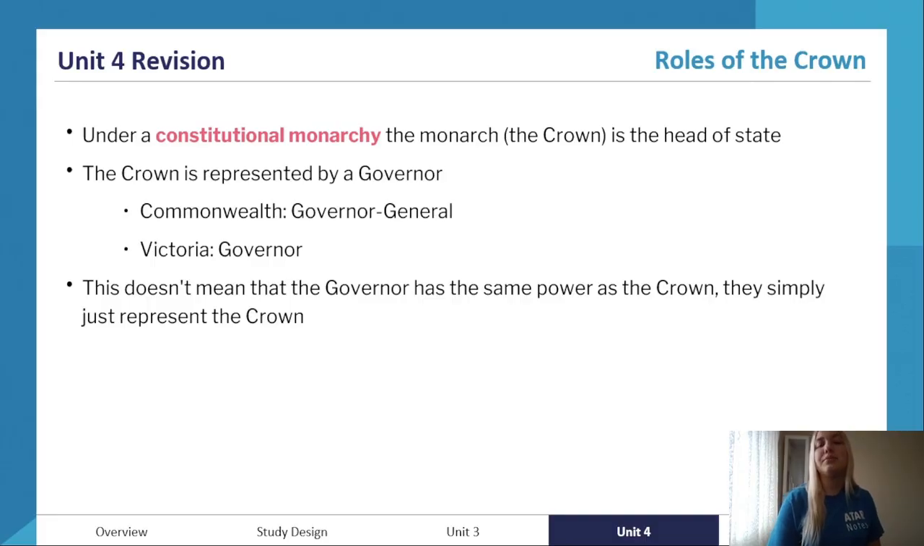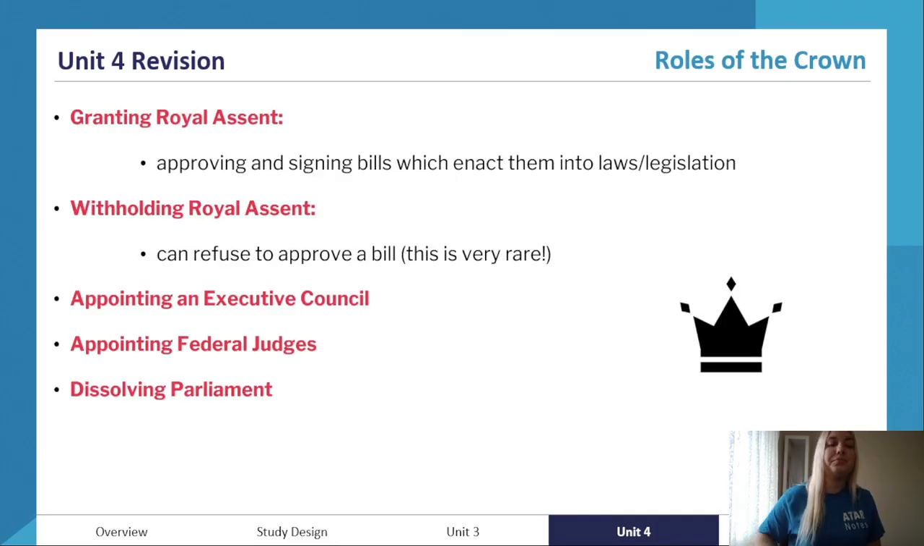Now, the crown is represented by a governor representing the monarch. So we don't actually have a monarch stamping our legislation. They simply just represent the crown. Their role is to either grant royal assent, which refers to approving and signing bills, making them into laws and legislation, which is what they usually do. Like we said, they can withhold it, but this is very, very rare.